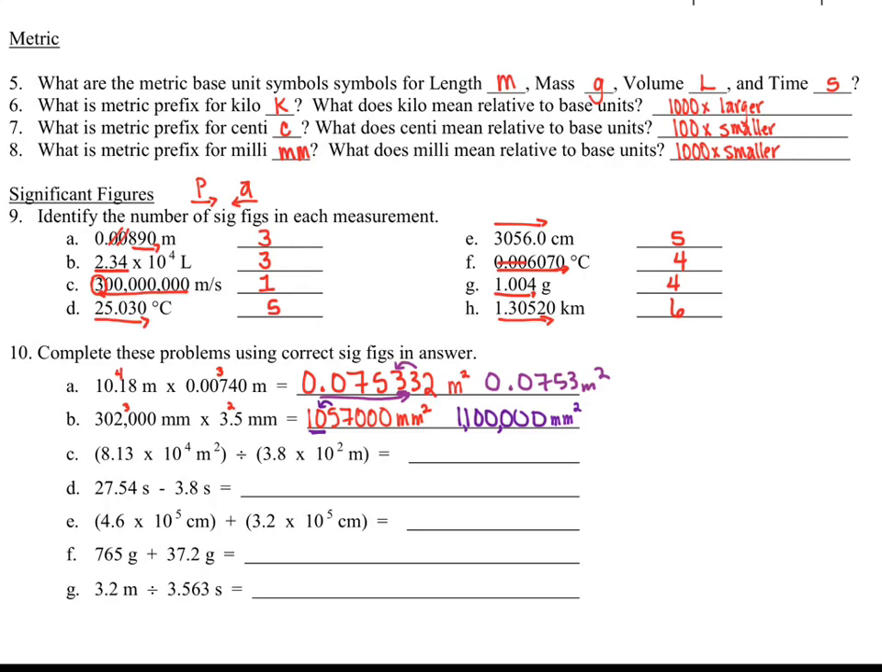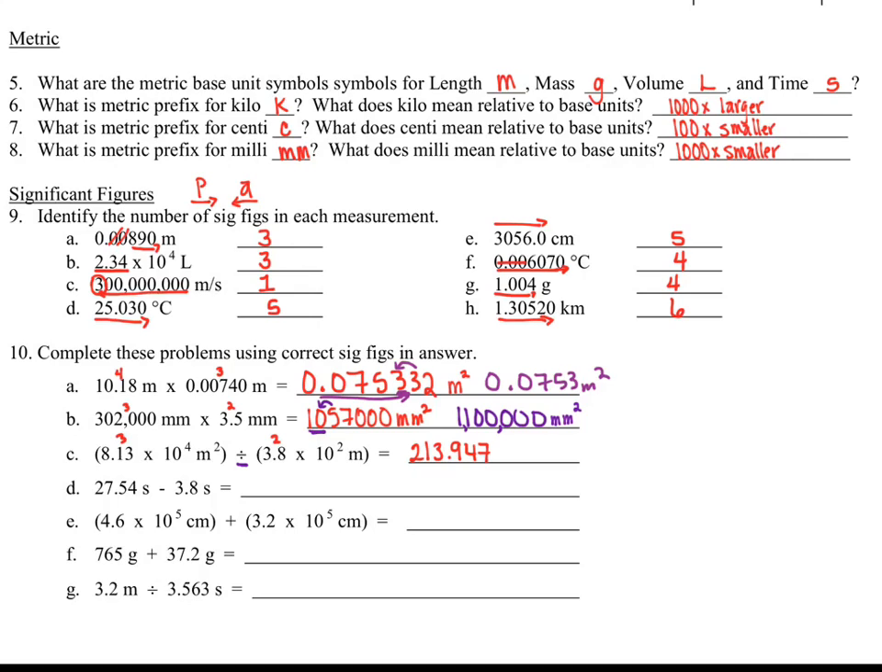Okay, my next problem, I'm dividing. So again, I'm going to be going with the least number of sig figs. So here I have 2, here I have 3, so my answer better have 2 sig figs. So I'm going to input this into my calculator, 8.13 e to the 4th, and I'm going to divide by 3.8 e to the 2nd. And my answer is 213.947. I won't leave it there.